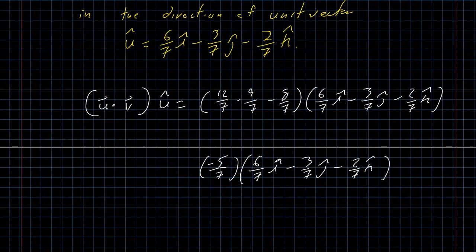And then simply distribute. -5/7 times 6/7 is -30/49. -5/7 times -3/7 is going to be +15/49. And then 10/49 in the k direction.